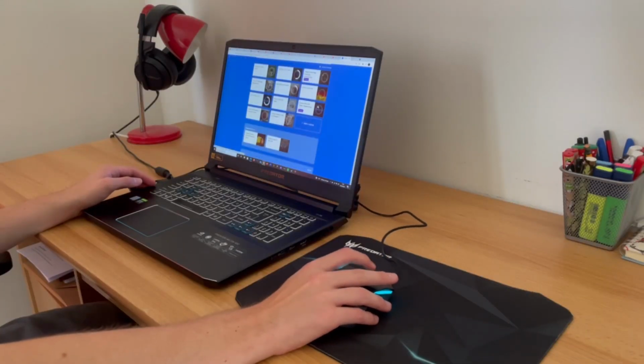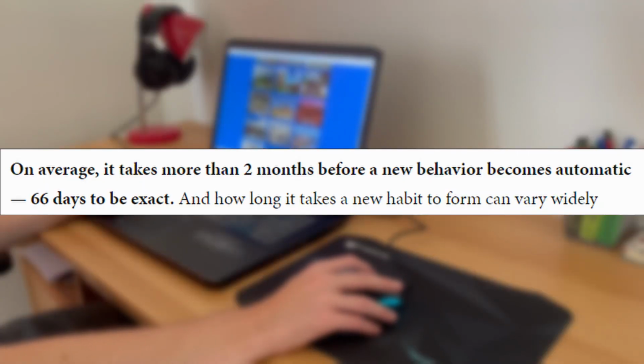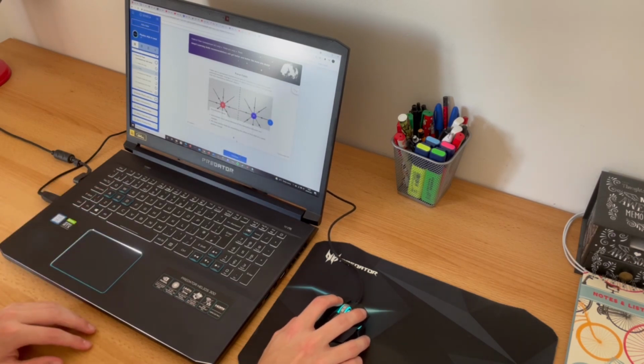Let's start with my first point, which is to form good habits. Now, on average, it takes around 66 days to form a new habit. However, it can be made much easier using visual cues and reminders like a sticky note.